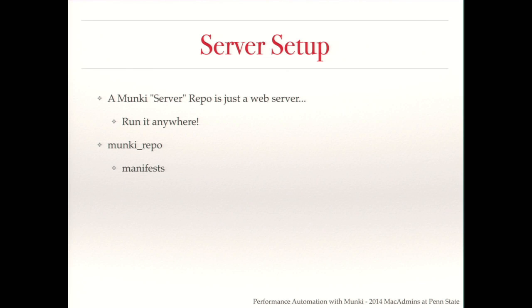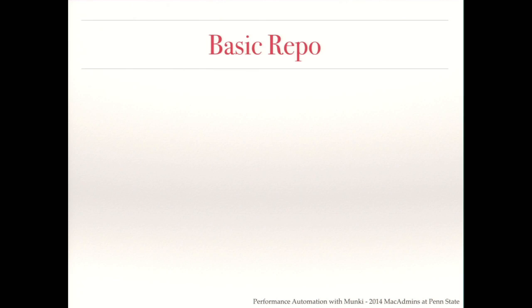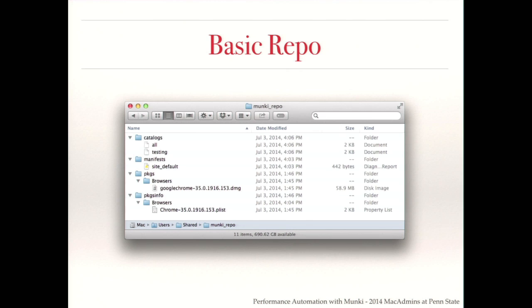A Munki repo has a couple of folders. It consists of manifests, catalogs, packages, pkginfos, and then icons, which we'll talk about. This is a screenshot of a basic repo. So as you can see, it's nothing too crazy. It's just a very simple file structure.